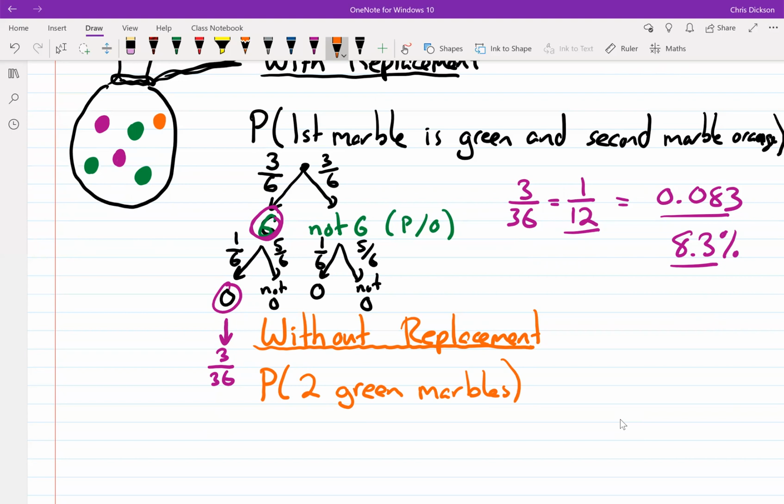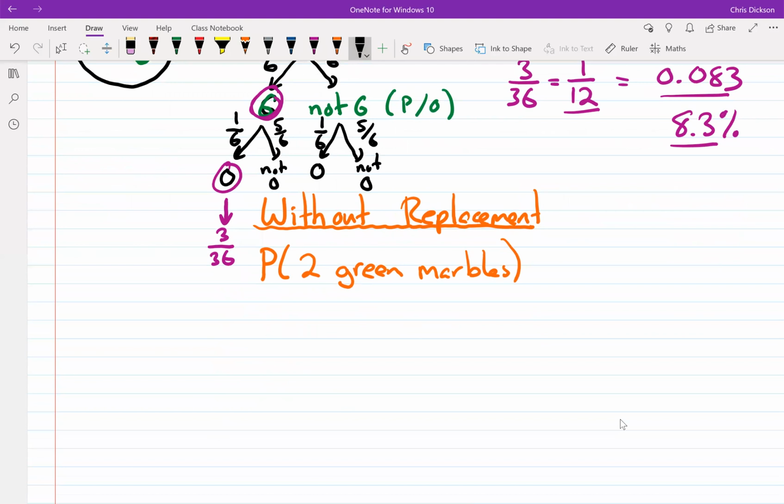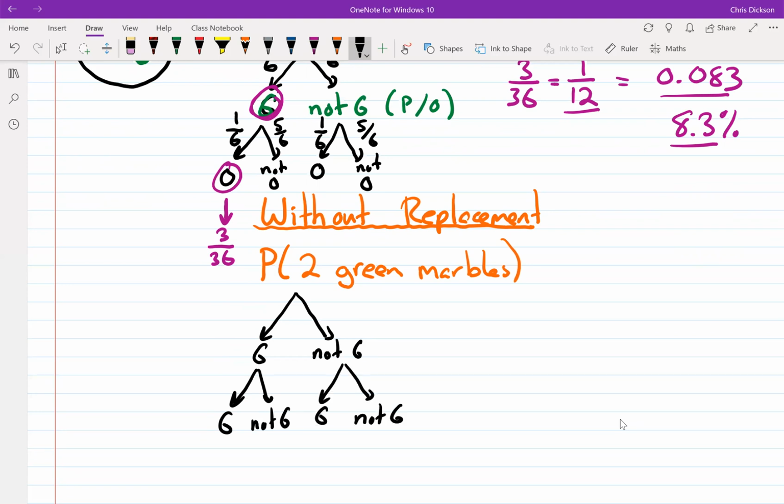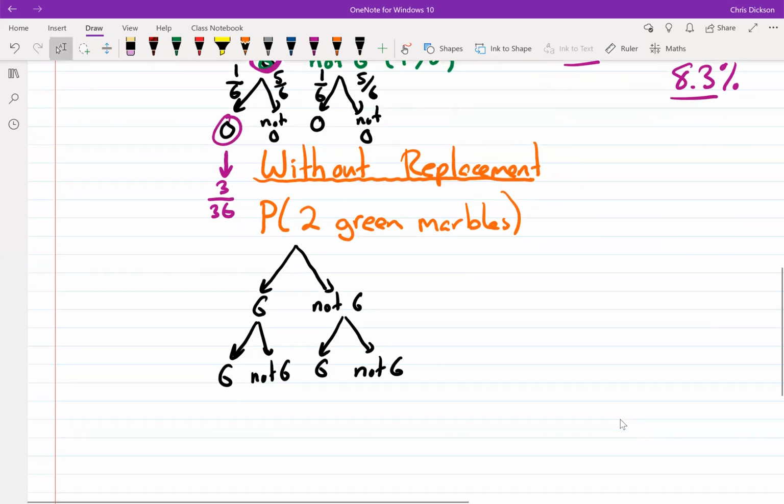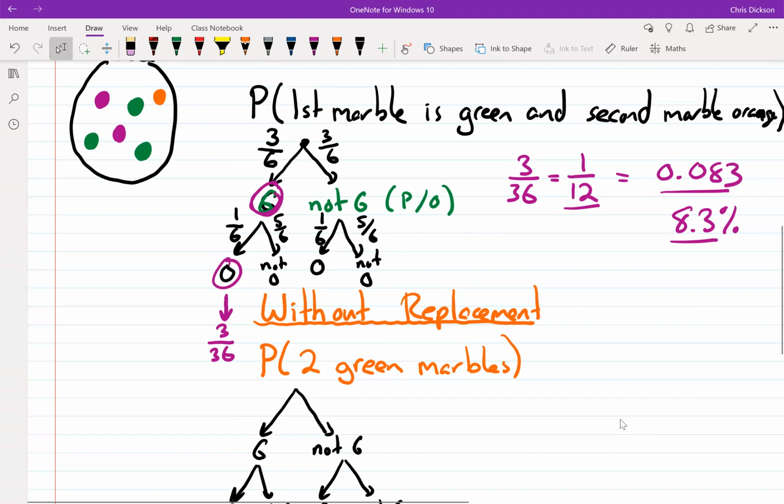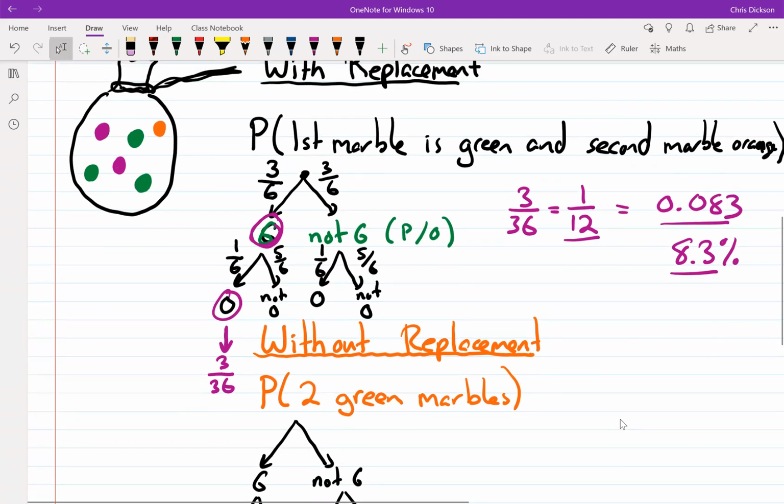So once again, tree diagram here. So let's do our tree diagram. We go what we want first of all. So I'm going to go green and not green, green and not green, green and not green. So there's all the outcomes that could occur here. So let's take a look at that first choice here. So you reach into that bag, you pull out a green marble.